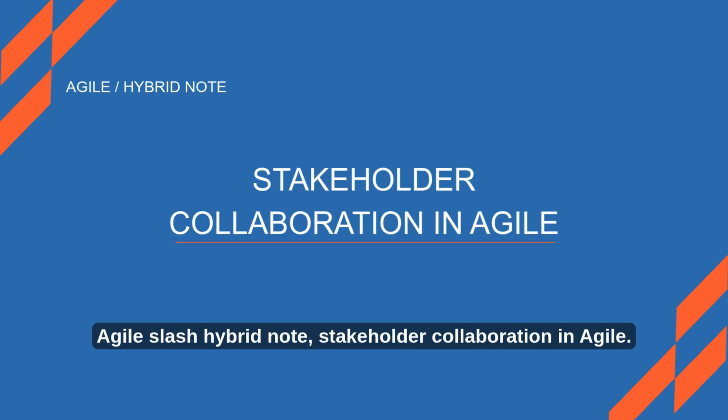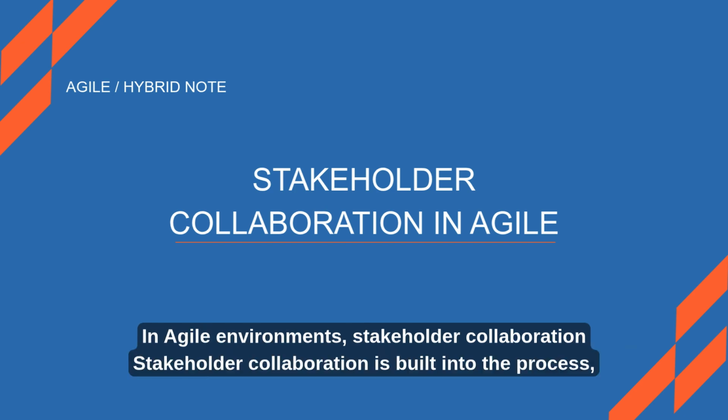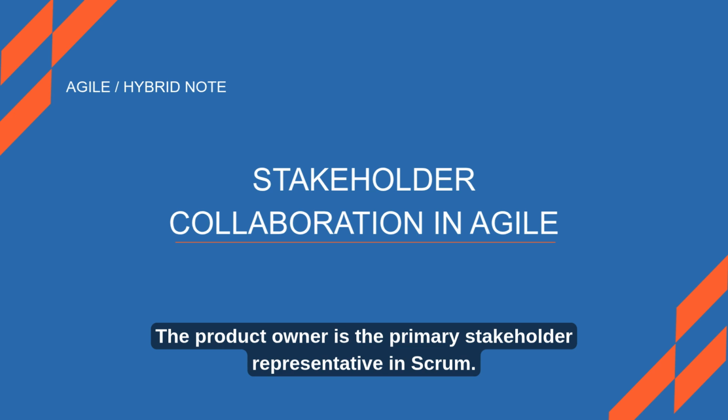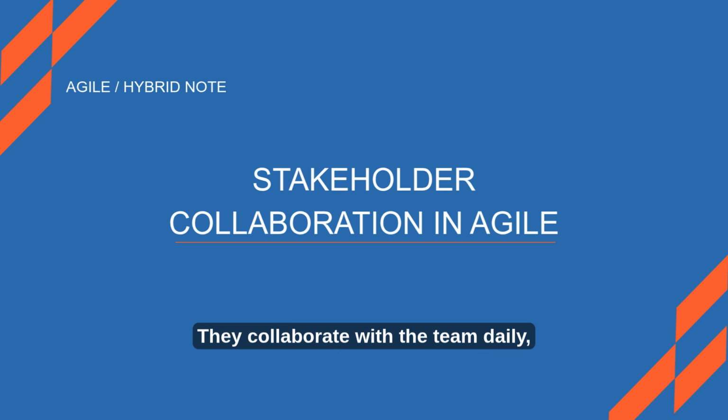Agile/hybrid note. Stakeholder collaboration in Agile. In Agile environments, stakeholder collaboration is built into the process, and this is tested on the exam. The product owner is the primary stakeholder representative in Scrum. They collaborate with the team daily, prioritize the backlog, and accept deliverables.